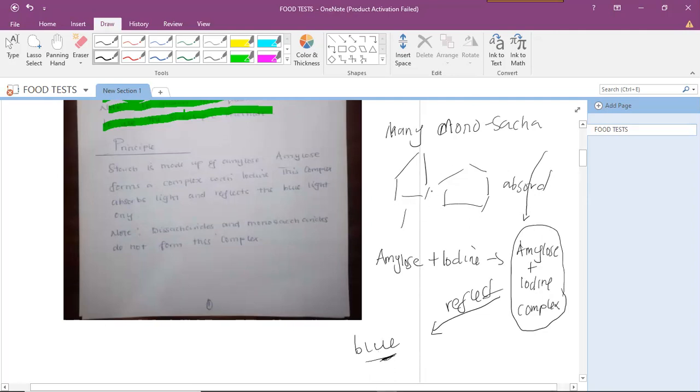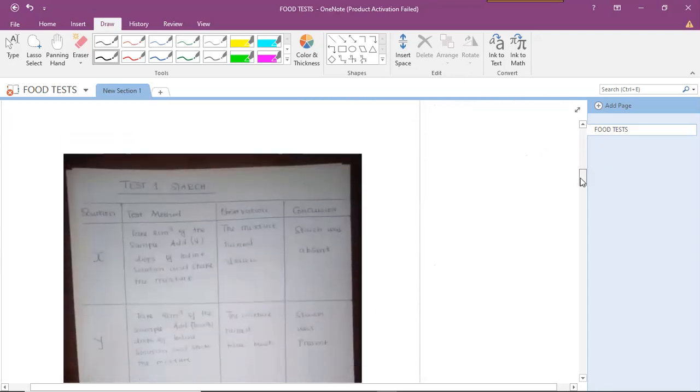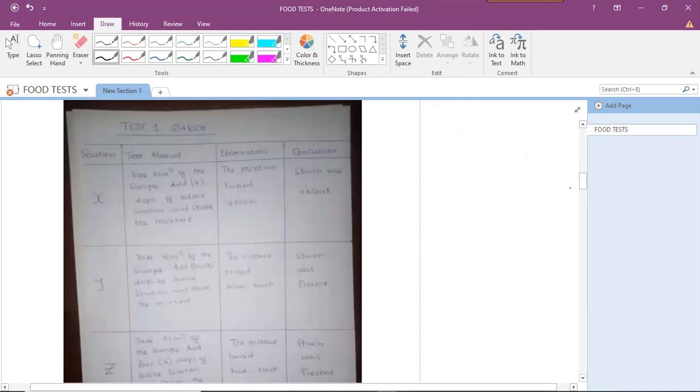So if that food substance contains starch, after you add in your iodine solution, you're going to see a blue-black color. So you just say blue-black color. Sometimes it's deep blue, but you'll be safe to just say it's blue-black. So what is the procedure? This is actually extremely important, and I really hope you can see this diagram very clearly.